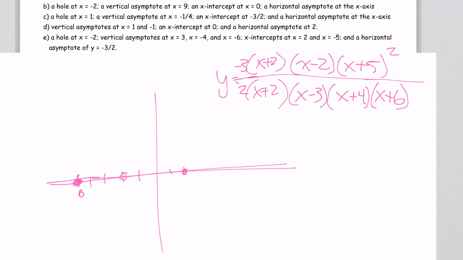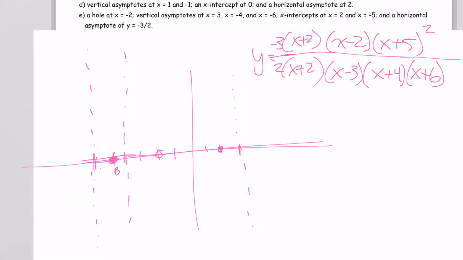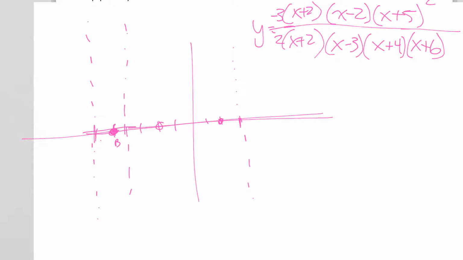In the bottom, I have an x minus 3 is going to give me a vertical asymptote at positive 3. I have an x plus 4 is going to give me a vertical asymptote at negative 4, so I'll dash that in now as well. X plus 6 is going to give me a vertical asymptote at negative 6, so I'll give myself a little more x there. 1, 2, 3, 4, 5, 6 right there. Dash that in. And then finally, a horizontal asymptote at negative 3 halves. So if that's 1 and that's 2, negative 3 halves, it's right in the middle. So we're going to look something like that.